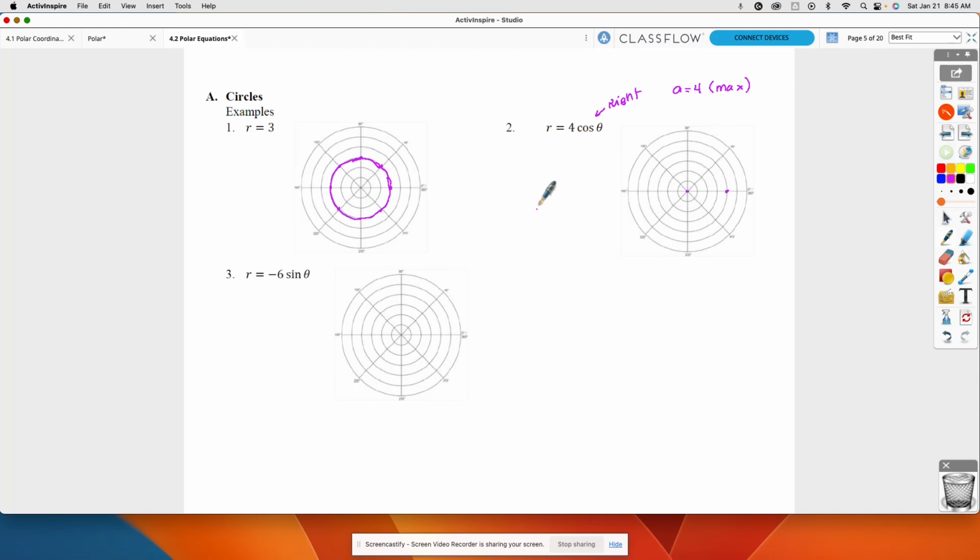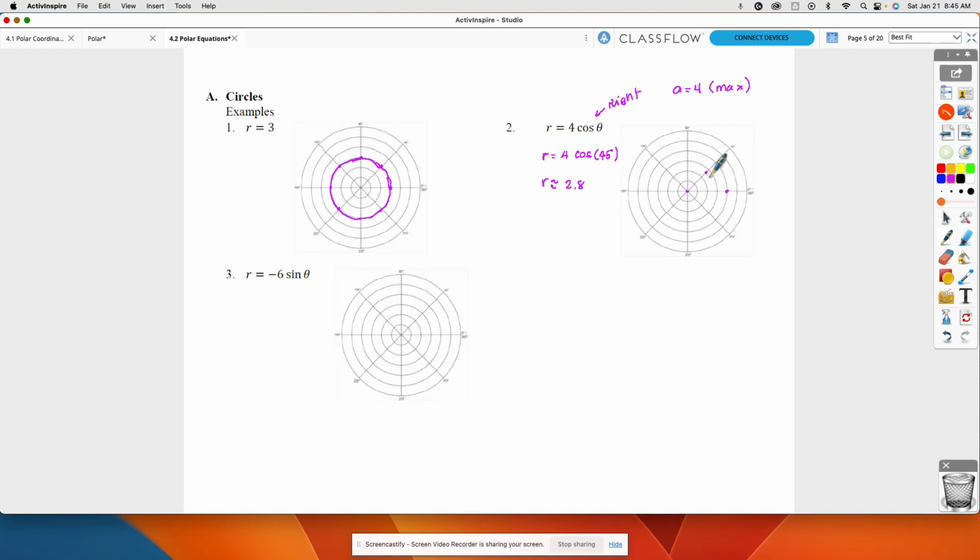So we get r is equal to 4 cosine 45 degrees, if you have your calculator set to degrees. And that gives us 4 cosine 45, which would be equal to approximately 2.8. So 2.8 when theta is pi over 4. So 1 to 2.8 would be somewhere here.